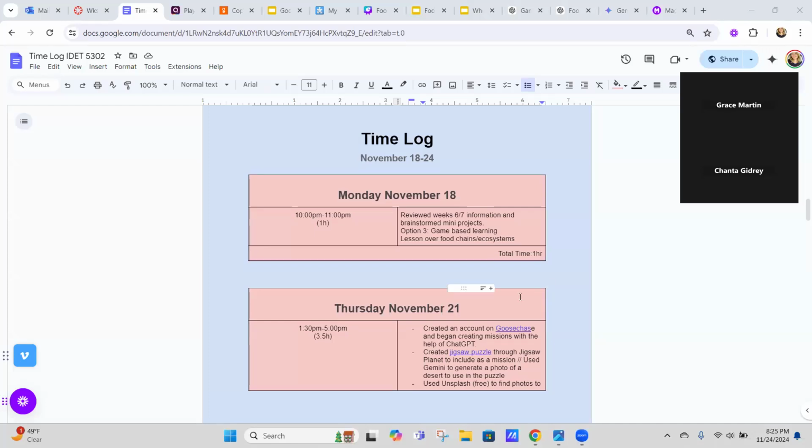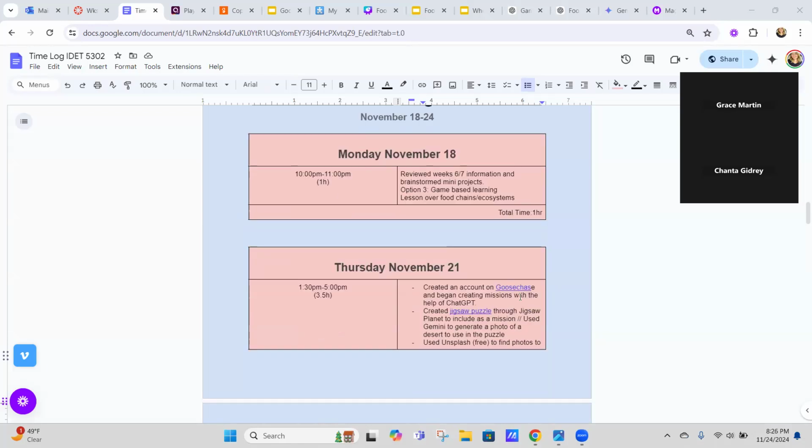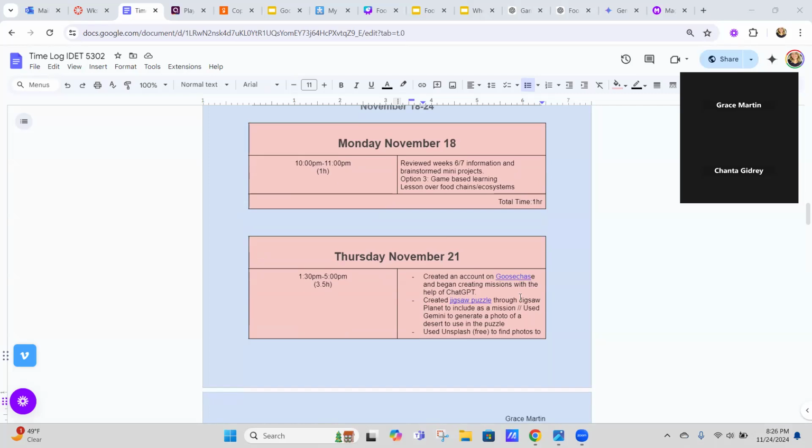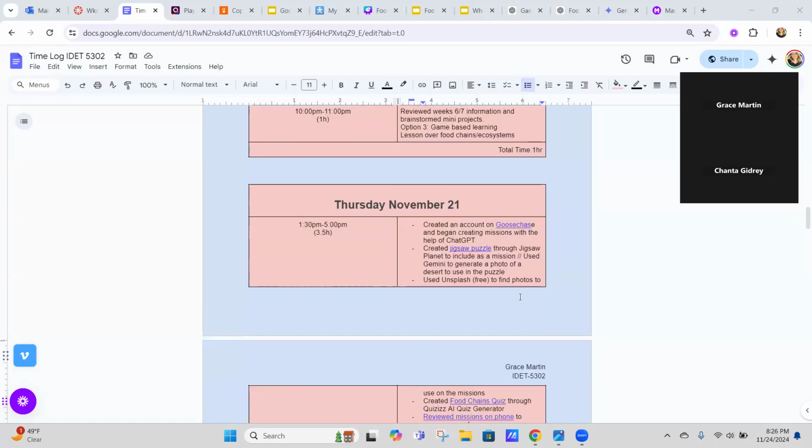Okay, so this week I did a lot of brainstorming and playing around with different apps that I could include in my project. My project is going to be over food chains. I wanted to do game-based learning for a lesson over food chains and ecosystems. When I first started, I was thinking maybe doing high school, but as I went through it, I realized that to align with the TEKS, I was going to need to base it around more of an elementary school level.